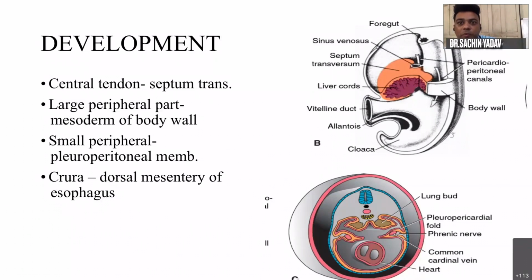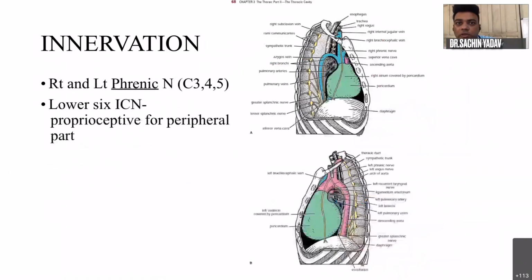Okay, therefore it has to travel. The phrenic nerve has to travel from the cervical region along the thoracic cavity to the abdominal cavity due to the original, or primitive, location of the central tendon. Okay, so you can see the innervation of this is C3, 4, 5. So these are the motor fibers, and the proprioceptive fibers for the peripheral part are reaching from the lower intercostal nerves.